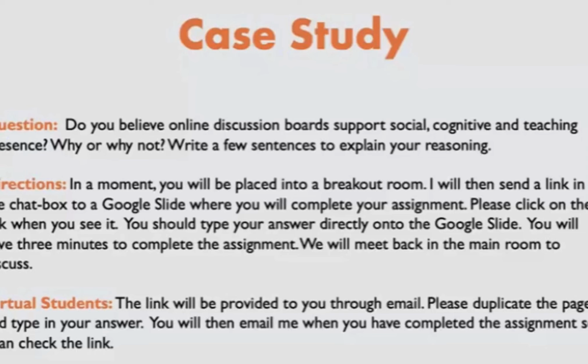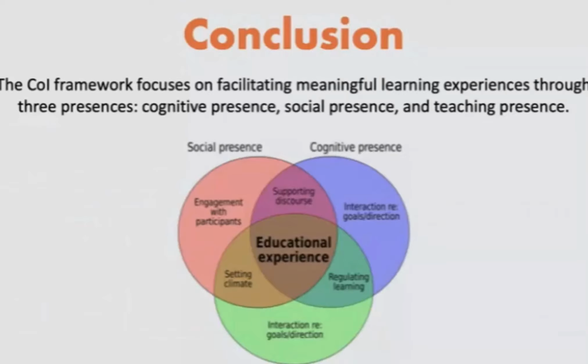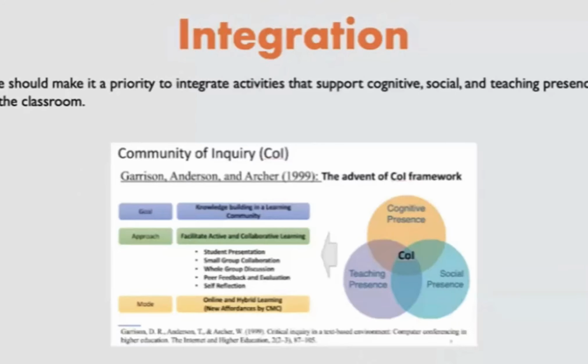Okay. Perfect. So moving on. In conclusion, the COI framework focuses on facilitating meaningful learning experiences through three presences: cognitive presence, social presence, and teaching presence. So we should make it a priority to integrate activities that support cognitive, social, and teaching presences in the classroom. And I encourage you guys to go back to that slide that had all the ways that you can encourage and support cognitive, social, and teaching presence. Study that slide so you can integrate those in your classroom.